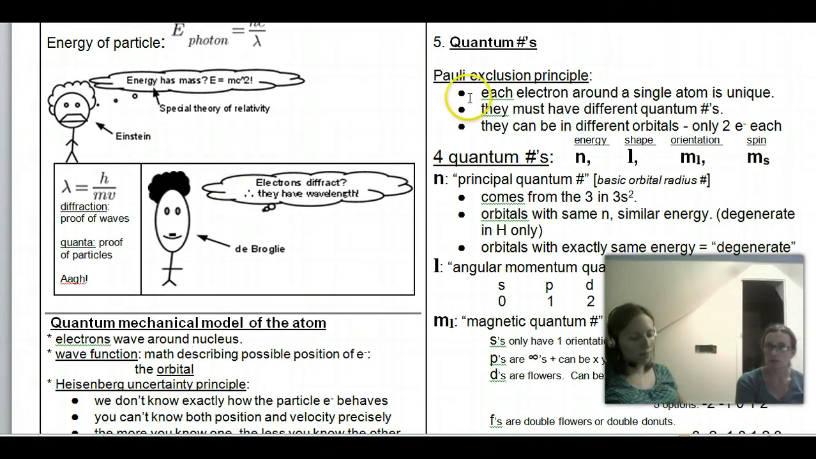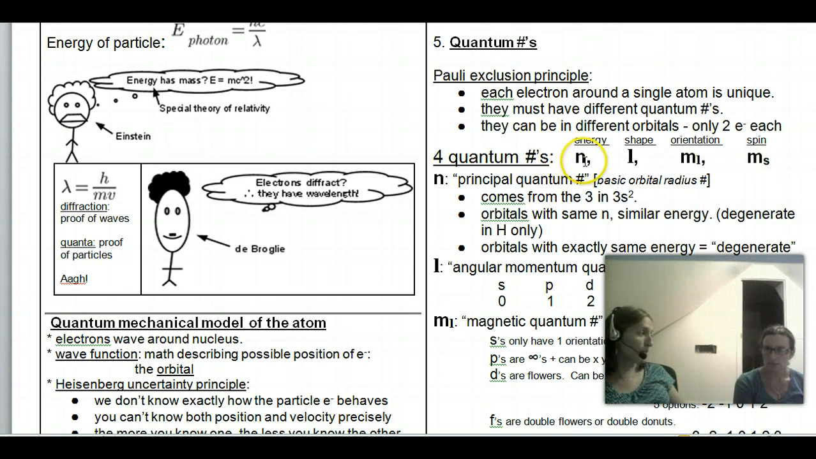One thing that you need to remember about electrons in atoms is that each electron around the atom is unique. You can only have 2 electrons in each orbital. One of them spins one direction, one of them spins the other direction. The orbital is full after you get 2 in there. That principle is called the Pauli exclusion principle. So here we go, quantum numbers.